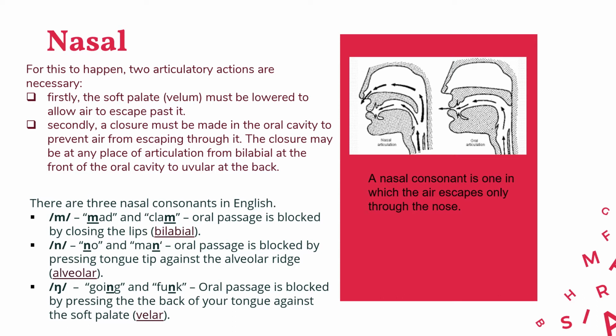When you produce m, the oral passage is blocked by closing the lips. And then in sounds n, like in the word no and man, the oral passage is blocked by pressing the tongue tip against the alveolar ridge. And then ng, going, and fang. The oral passage is blocked by pressing the back of your tongue against the soft palate.